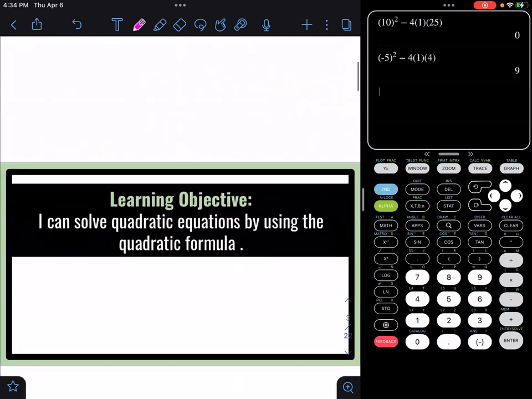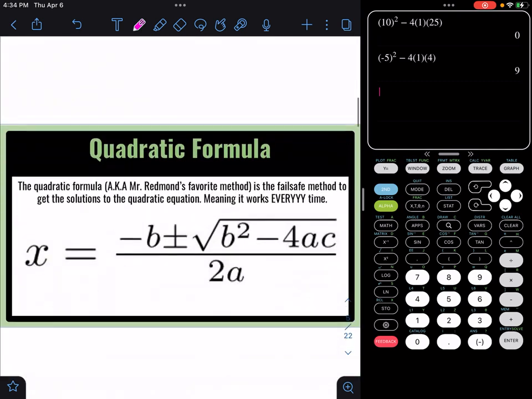Alright, so today let's learn about this quadratic formula. The quadratic formula is the fail-safe method. It works for every single quadratic. You just have to get it in that ax squared plus bx plus c form equal to 0, so you can find out what the a, b, and c is. It might be a little bit of work for some of the easier quadratics, but for every single quadratic, you can find the solution here.